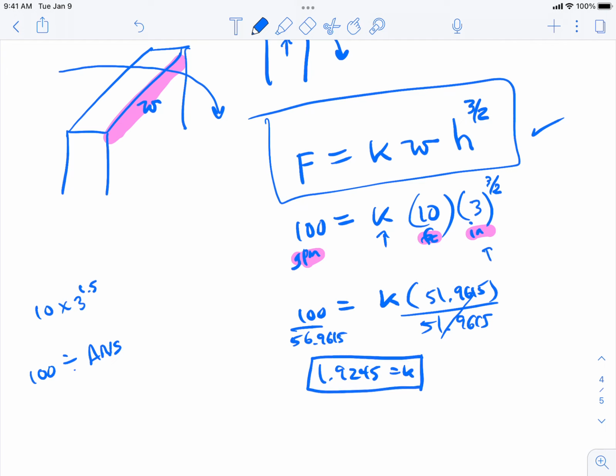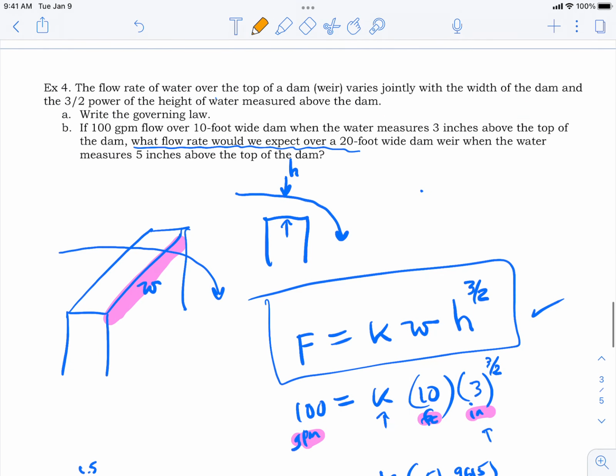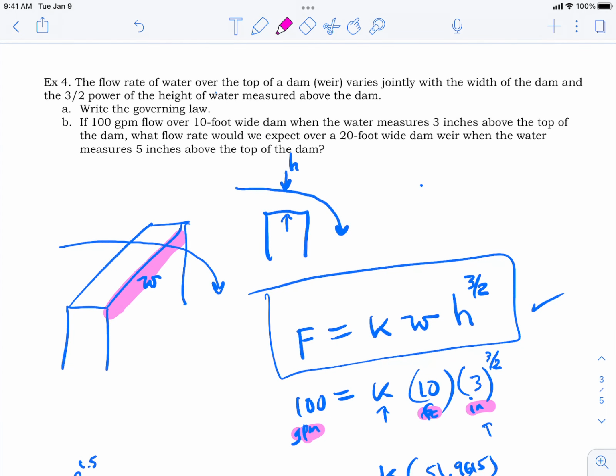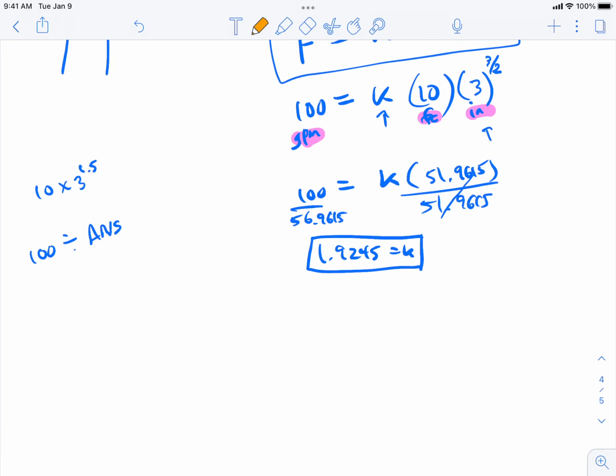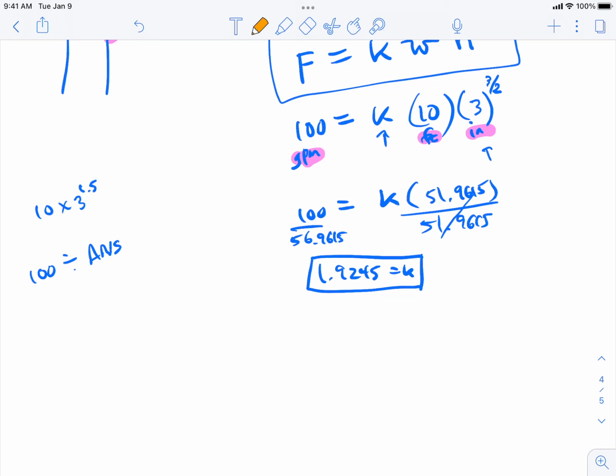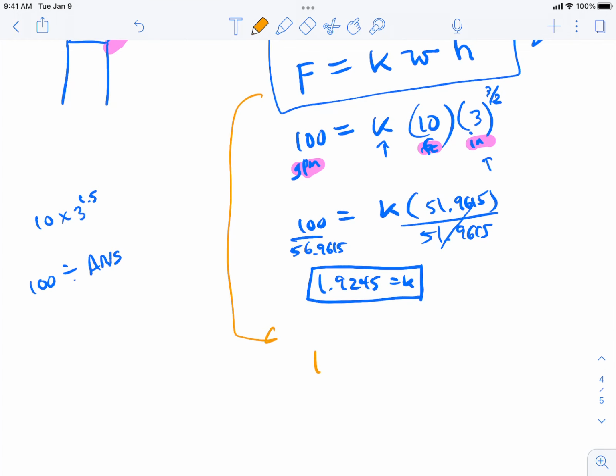So that's our K. Okay, so that K applies to whatever river this is, you know, whatever temperature the river's at. I mean, whatever variables are involved, this K is working for our local situation here. Now, we're going to change things a little bit because it asks, what do we expect for a 20-foot wide dam when the water is 5 inches? Okay, so we're changing the W, we're changing the H. What's going to be the new flow? So first of all, I guess I could have said right here that since I know the K, I can take this law here and I can rewrite it using that value for K.